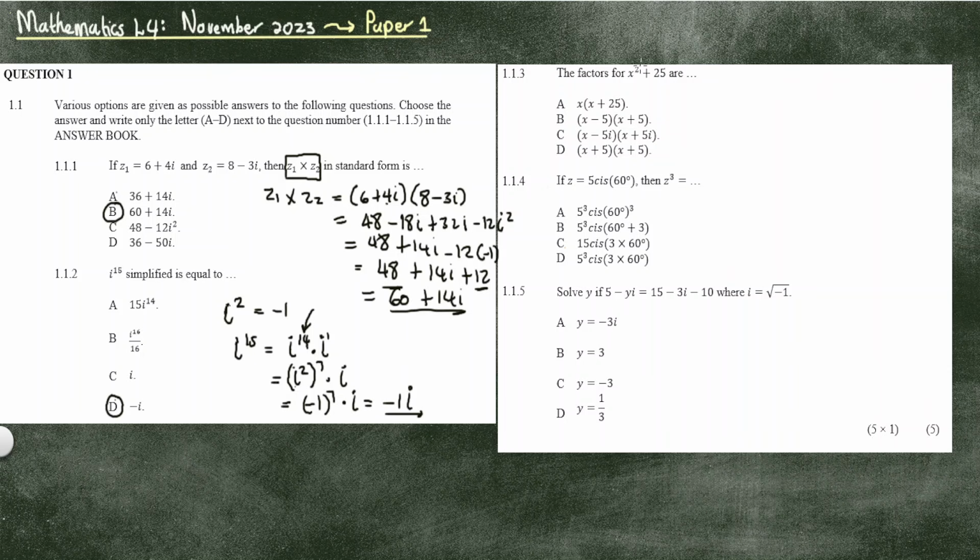1.1.3, the factors of x squared plus 25. Okay. In a high school setting, I would argue that x squared plus 25 cannot be factorized, right? But here, this can actually be factored, but factored how? Using complex numbers. Using complex numbers. So A is out of the picture, B is out of the picture, D is out of the picture. The answer will be C. Let me explain.